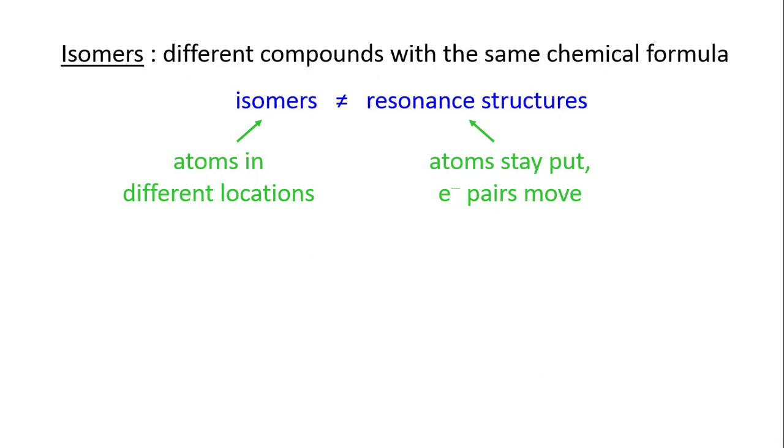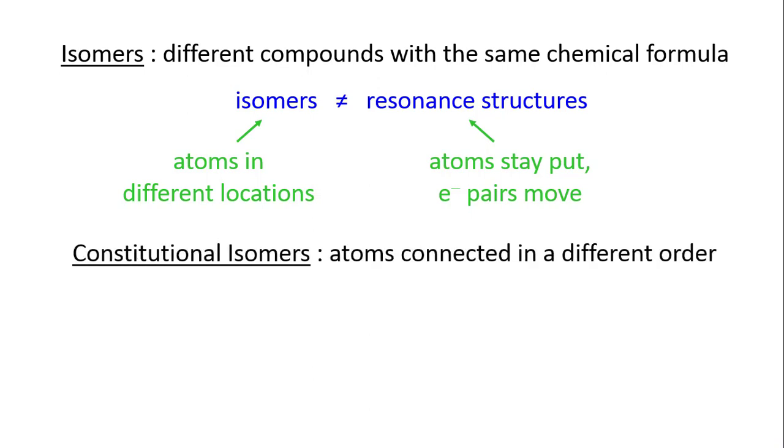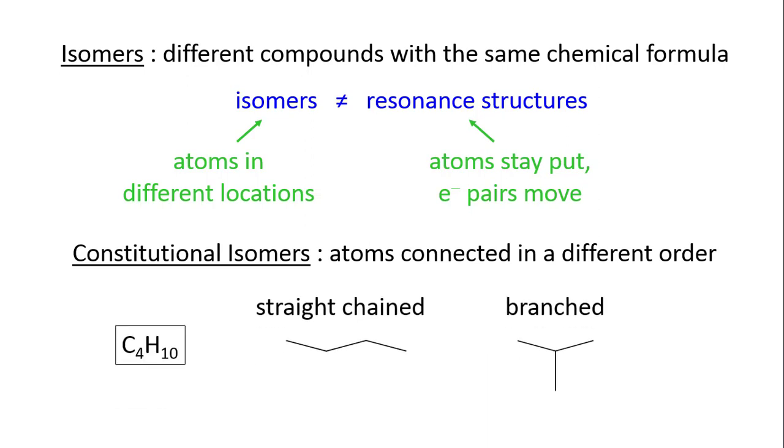move around. The simplest type of isomers is called constitutional isomers. The atoms are simply connected in a different order. As an example, we have two different isomers of C4H10. The first one is sometimes called a straight-chained hydrocarbon, whereas the second is sometimes called a branched hydrocarbon. They both have 4 carbon atoms and 10 hydrogen atoms, but are in fact different compounds.